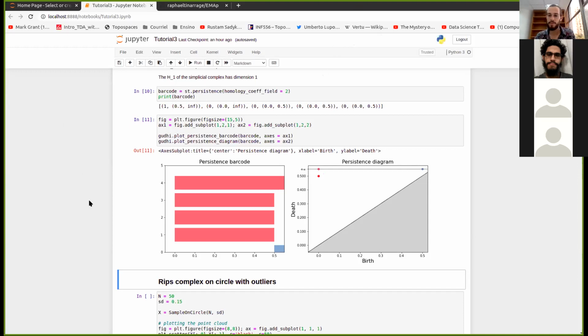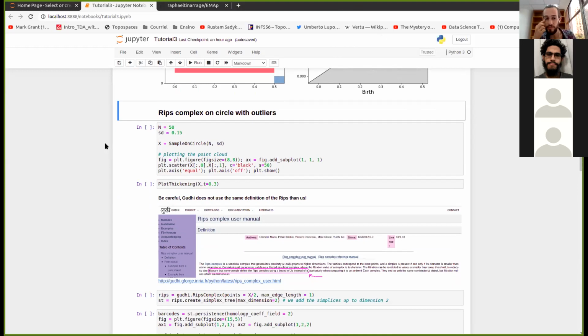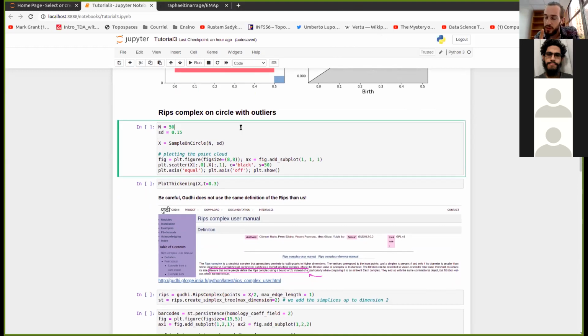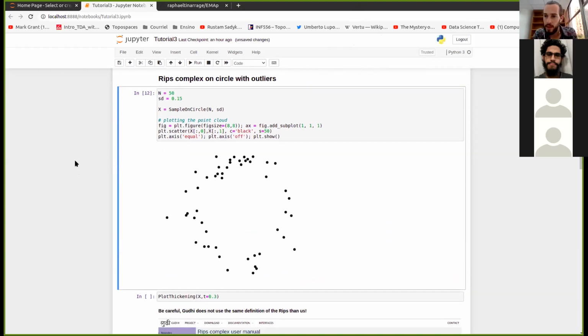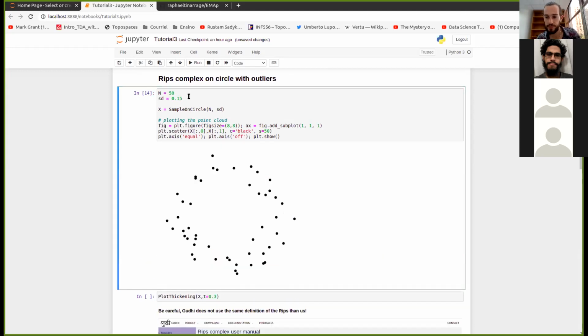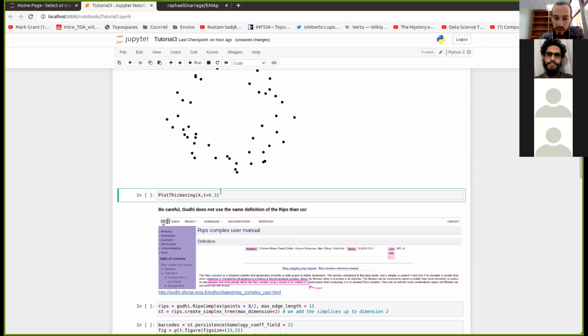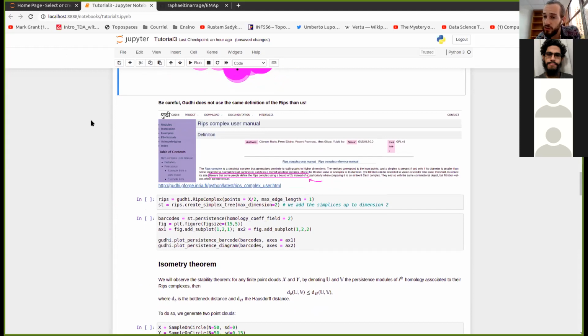Okay, so this was for a homemade filtration. What we are interested in mostly is the Rips filtration. In order to illustrate that, let us generate a data set. Here, a data set around the circle plus some noise. Here, SD controls the noise. You can see how the thickenings look if you want. And now we will build the Rips filtrations.